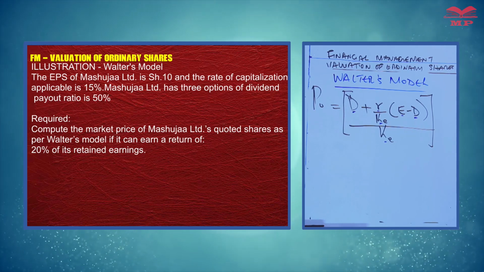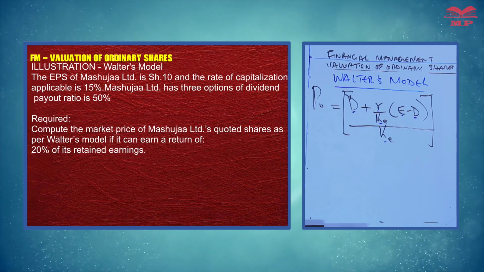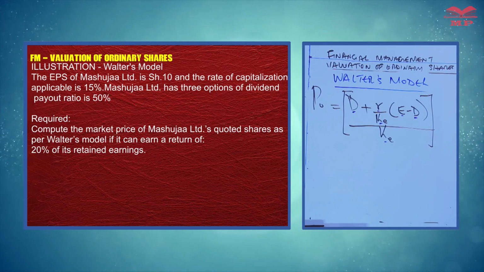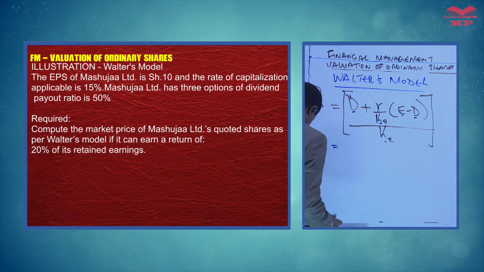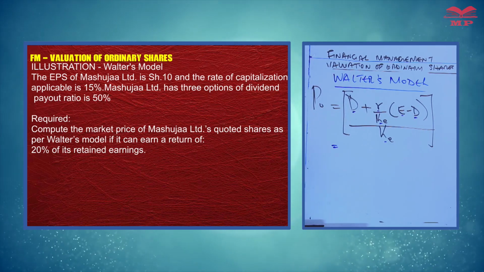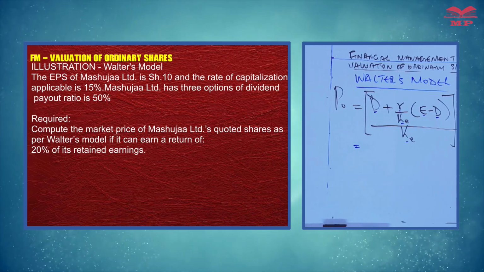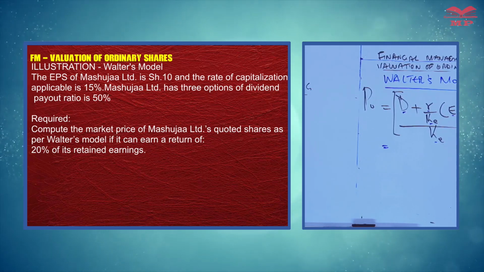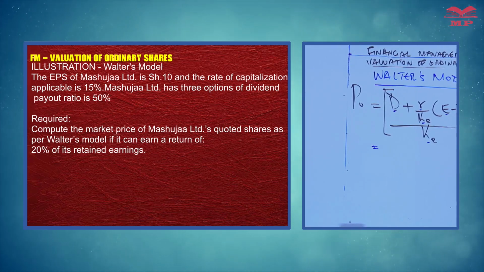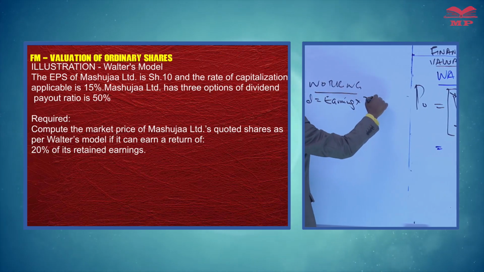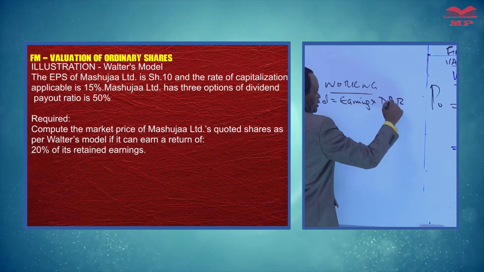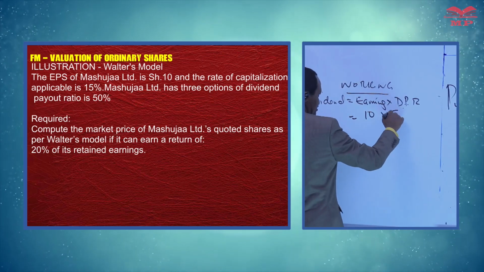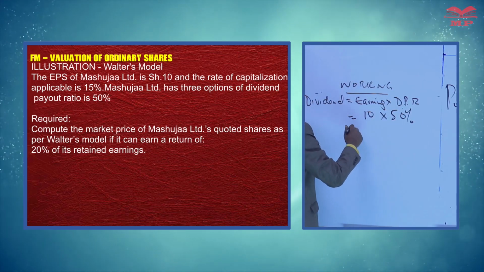So to calculate the value of the share, we need the dividend. So the EPS of Mashujaa is 10 shillings. So we may need the working here for dividends. The dividend is not given in the question, but we have the earnings and the payout ratio. Therefore, the dividend will be equal to earnings times dividend payout ratio. The earnings of Mashujaa is 10 shillings. Dividend payout ratio is 50%. So dividend will be half of the earnings, which is 5 shillings.